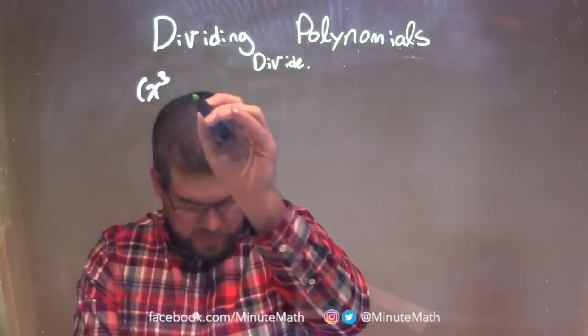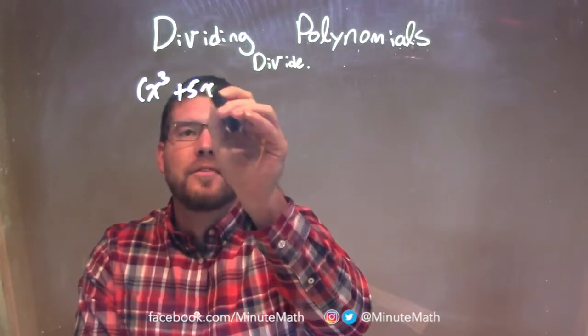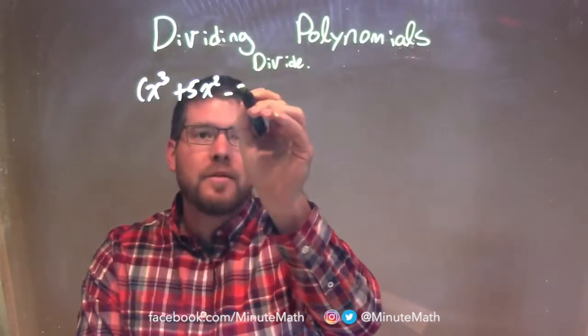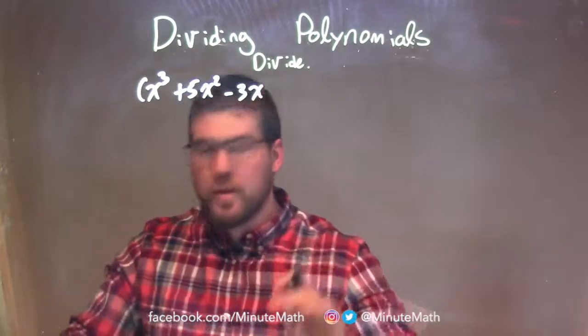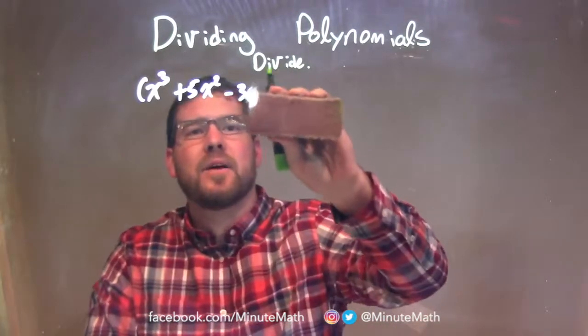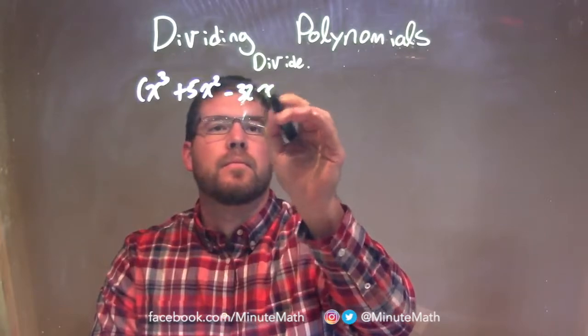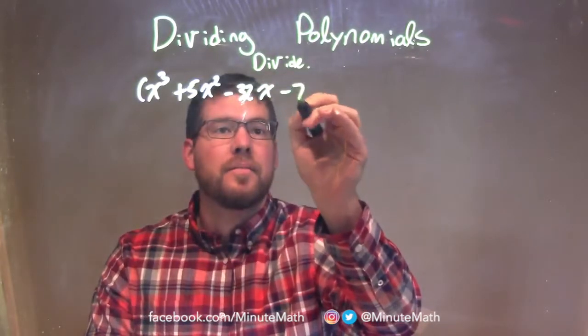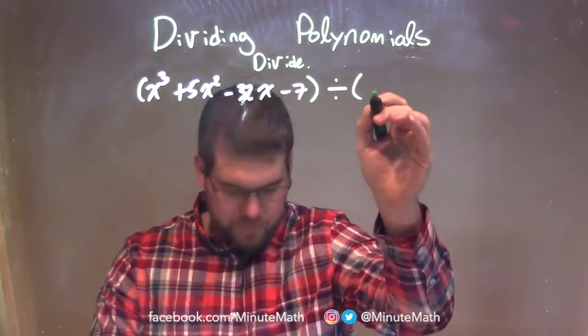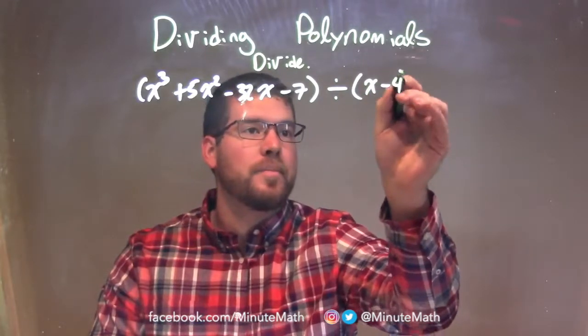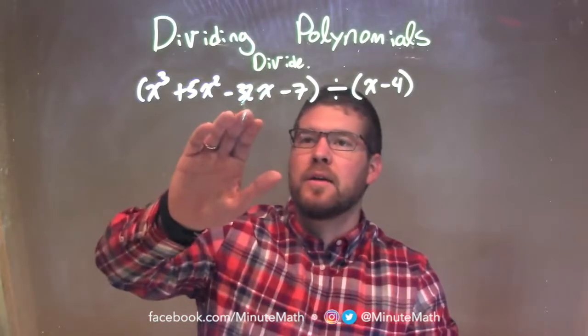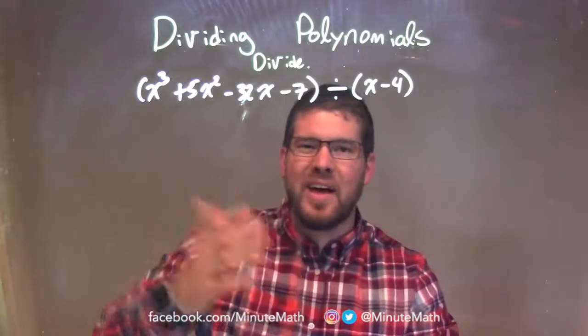X to the third plus 5x squared minus 32x. Don't forget the 2 there. It's minus 32x, not 3x, minus 32x. Minus 7 divided by x minus 4. So now I have my dividend and my divisor. I'll rewrite that into long division.